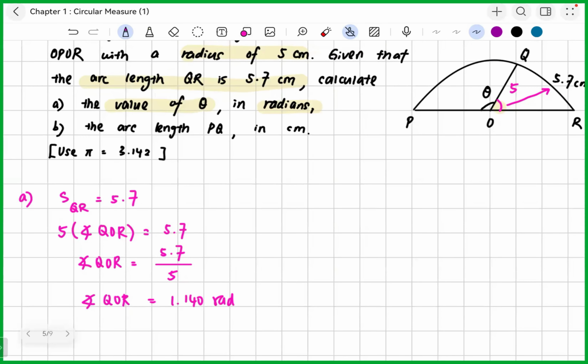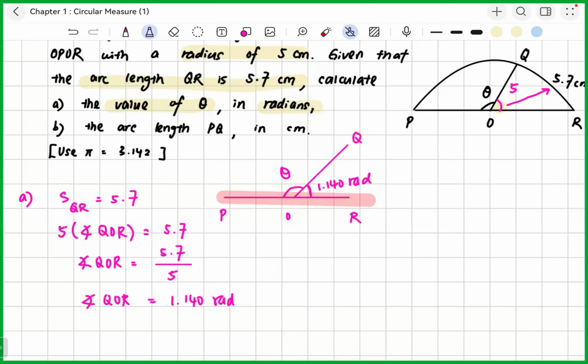So now I simplify the diagram for you. Let's say this is the line POR, and then we have a slanted line OQ. Just now we know that angle QOR is 1.140 rad, and theta is adjacent to 1.140 rad. So we know that for a complete straight line, the total angle is 180 degrees.